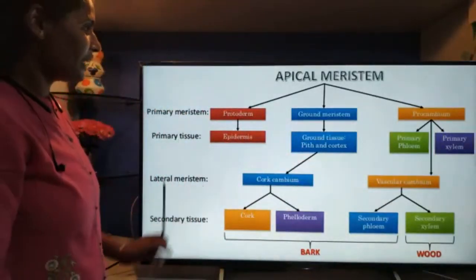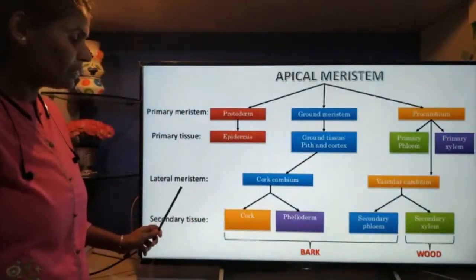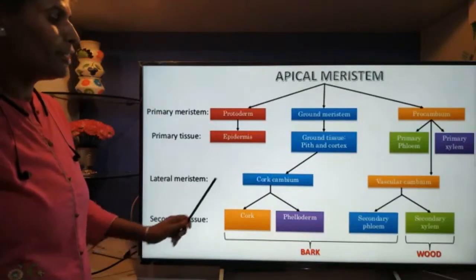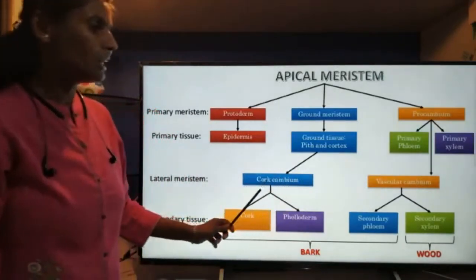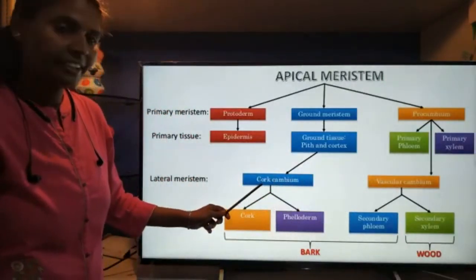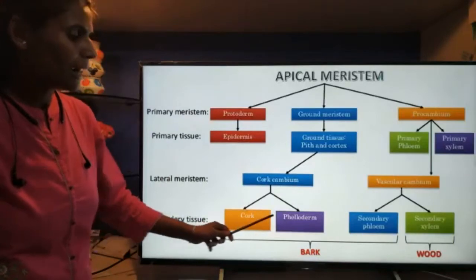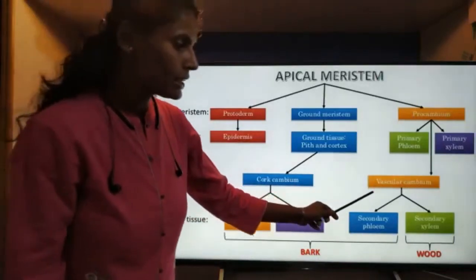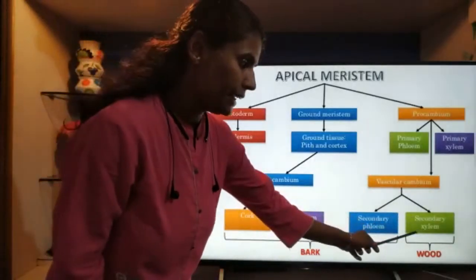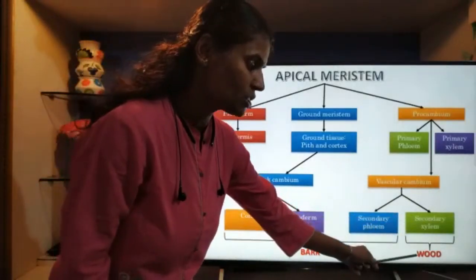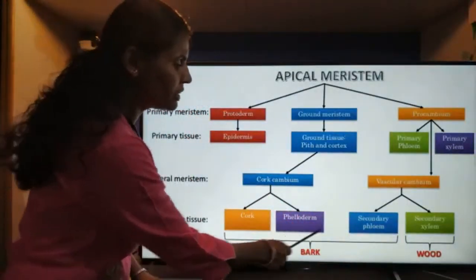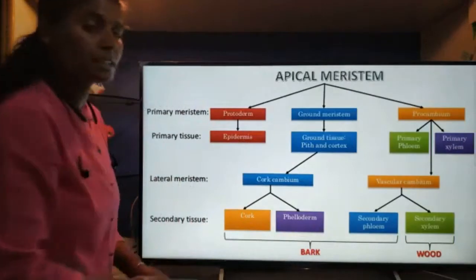Whereas in case of secondary growth, it is mainly due to the activity of the lateral meristem. The lateral meristems form two initials called cork cambium and vascular cambium. The cork cambium later divides and forms cork and phelloderm, whereas the vascular cambium divides and forms the secondary phloem and secondary xylem, where the secondary xylem is commonly called wood, and the cork, phelloderm and secondary phloem together are known as the bark of the plant.